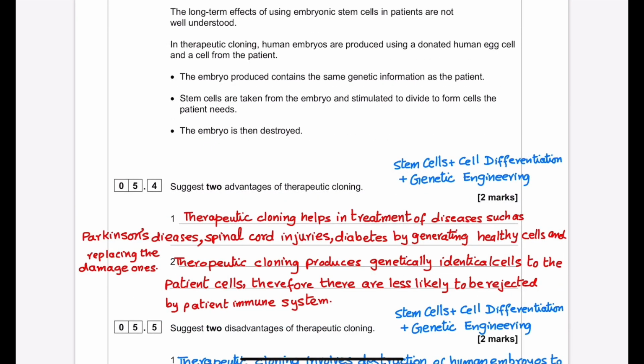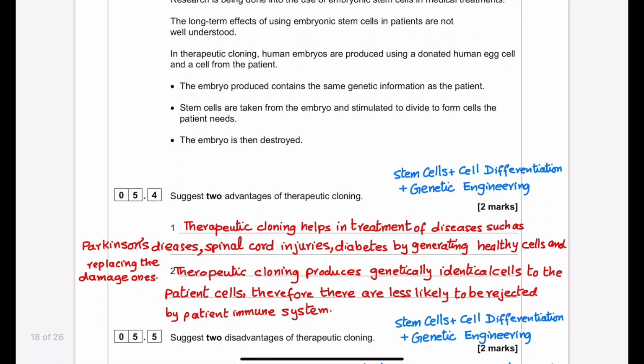We have here that therapeutic cloning helps in the treatment of diseases such as Parkinson's disease, spinal cord injuries, and diabetes by generating healthy cells and replacing old damaged cells. The second advantage is that therapeutic cloning produces genetically identical cells to the patient's cells. Therefore, they are less likely to be rejected by the patient's immune system.